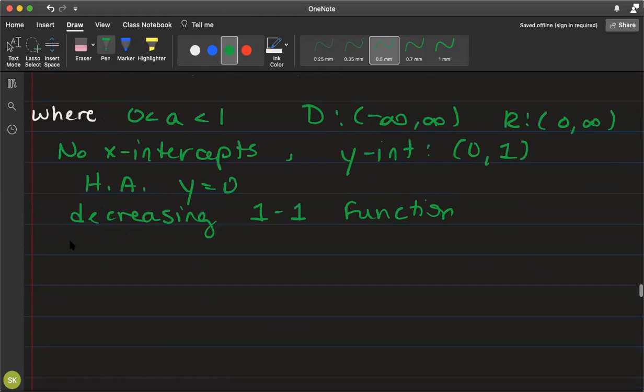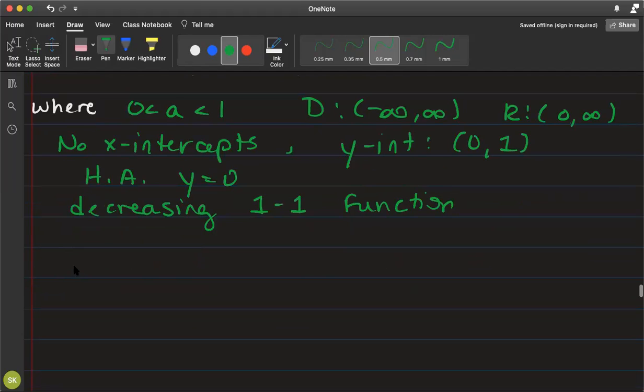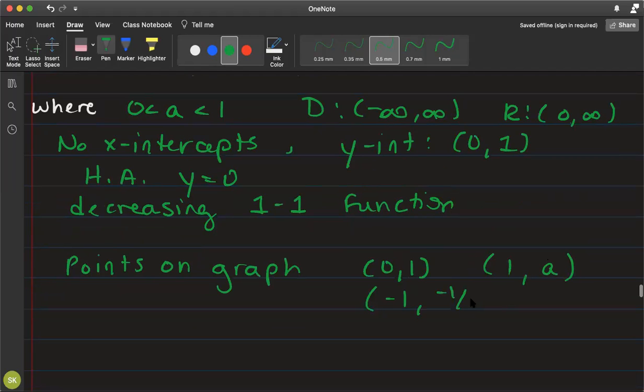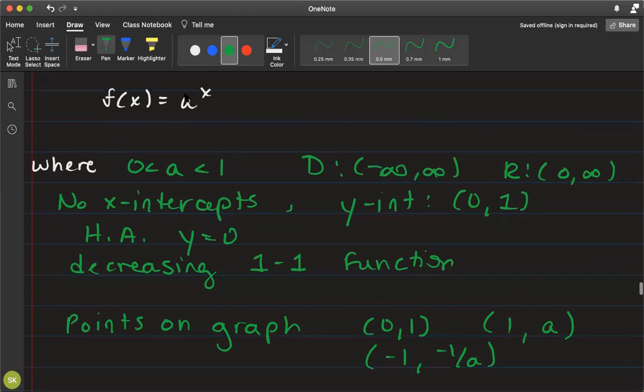And then we're going to have 3 important points that will help us graph this function. The points on the graph are (0, 1). If we plug in 1, we get a. And if we plug in negative 1, we get 1 over a, just like we expected. But this number is actually 1 over something. So this a is going to be that flipped. And this one is just 1 over whatever that number is.